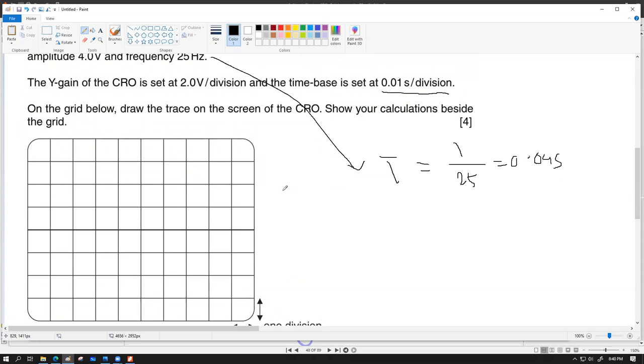If 1 second is drawn in, let's say this is going to be the start of our graph and this is going to be the end of 1 cycle. So half cycle should be here. So the first half cycle crest should be located here. Do you agree? Yes, sir.